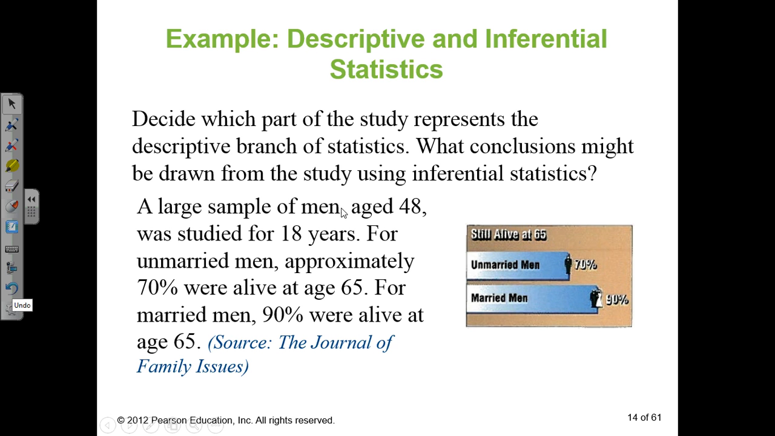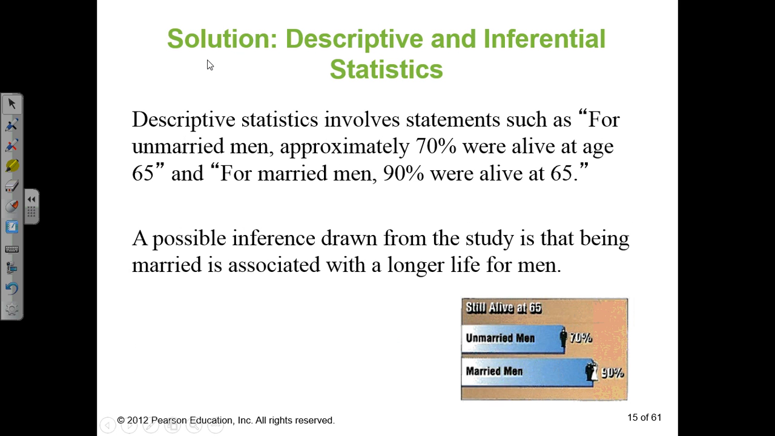A large sample of men aged 48 were studied for 18 years. For unmarried men, approximately 70% were alive at age 65, but 90% were alive at age 65 if they were married. Okay, now, the descriptive statistics are those numbers. 70% of the unmarried men were alive at age 65. Married men, 90% were alive at 65. That's the descriptive statistics. That's the part of the study that dealt with the numbers and the data. Now, an inference was probably made from this study, and the possible inference might be that married men live longer.